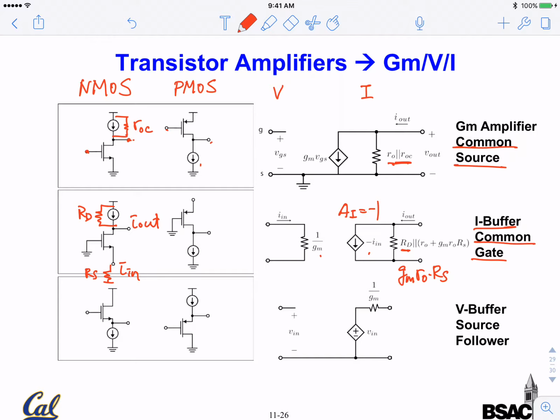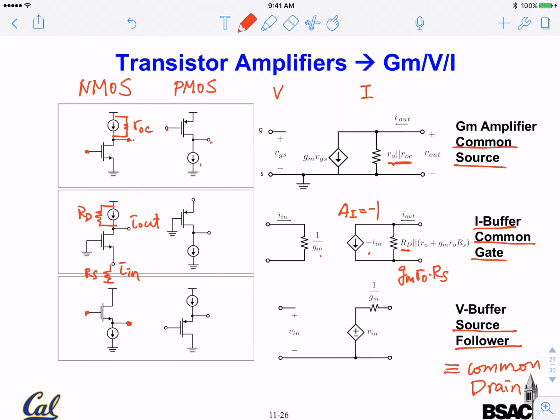This is the very last case. It's the common drain. Common drain is also often called the source follower. Why is it called source follower? Because the output is the source. It always follows the voltage you apply to the gate. It follows the gate, so it's a source follower. Voltage gain is 1.